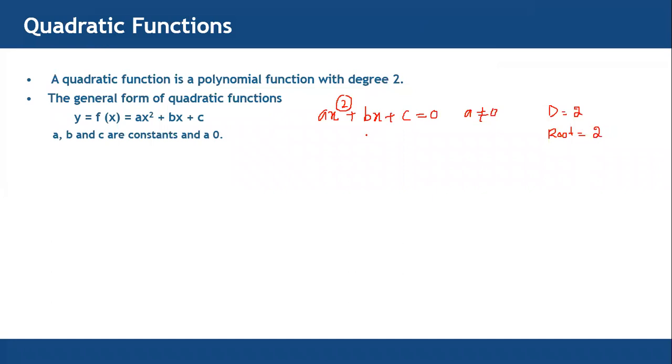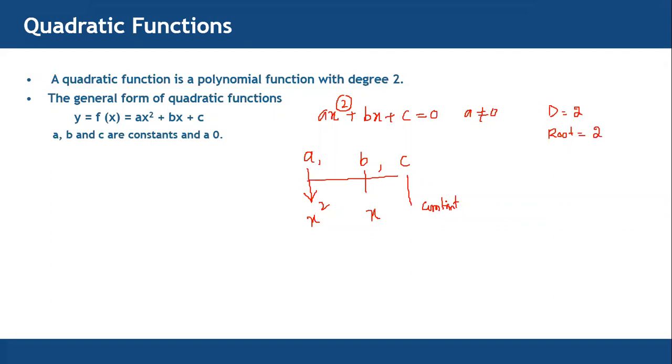So ax square plus bx plus c equal to 0 is a quadratic equation, where a is called the coefficient of x square, b is called the coefficient of x, and c is a constant number. It may be positive or negative.